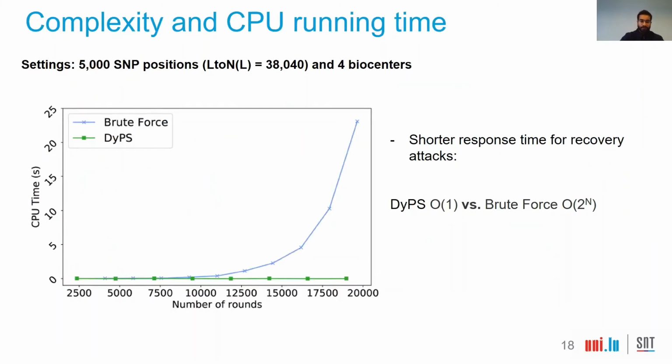The first result is on the complexity and CPU runtime of our approach. As I explained before, we don't need a brute force approach to combine existing releases. We only need to make sure that we are selecting a safe batch of requests that follows the conditions I presented before. And then our algorithm has constant time. Otherwise, if we would use a brute force approach, the complexity increases exponentially as expected, because the more rounds we have, the more releases we need to check.